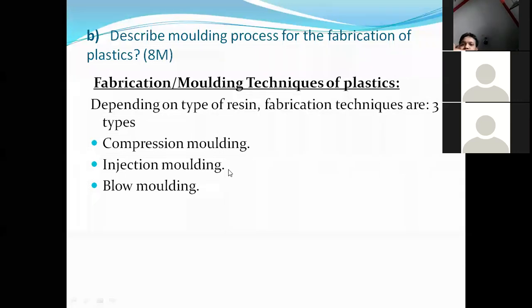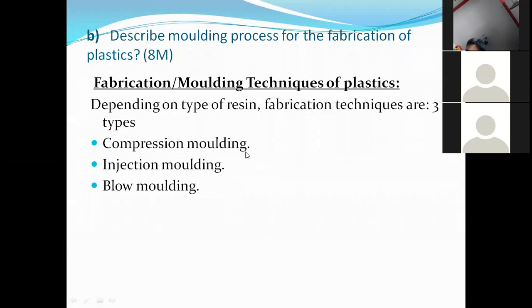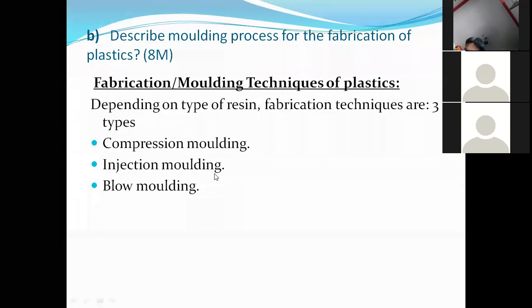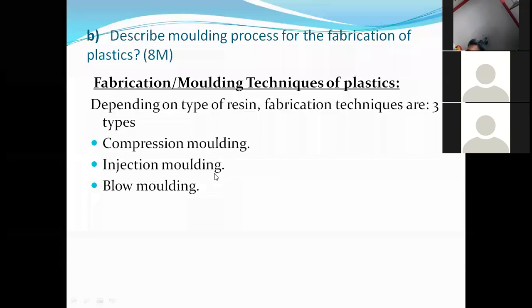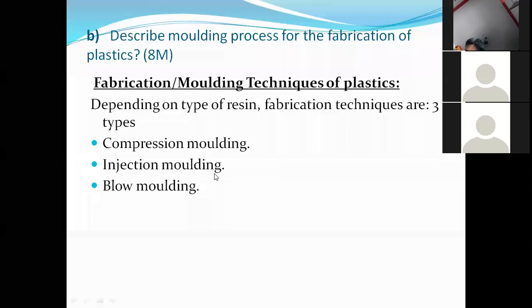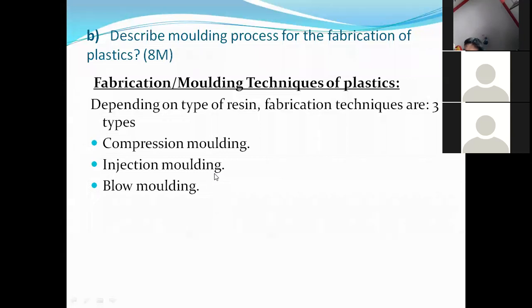The next one is injection molding. Injection molding is only for thermoplastics. Compression molding is for thermoplastics and thermoset plastics. Thermoset plastic examples: Bakelite is a thermoset plastic. Urea formaldehyde is a thermoset plastic. The injection method is only applicable for thermoplastics, right? What is a thermoplastic? Thermoplastics are addition polymers. Thermoplastics contain temporary hardness. Thermoplastics are what we call recycled plastics, right? Recyclable plastics are known to be thermoplastics.